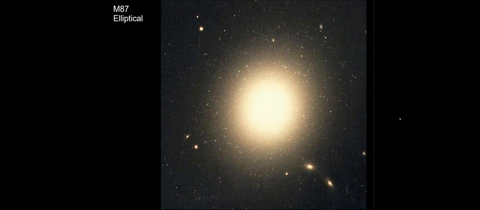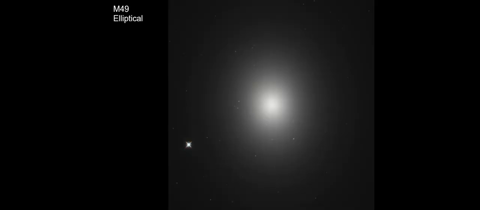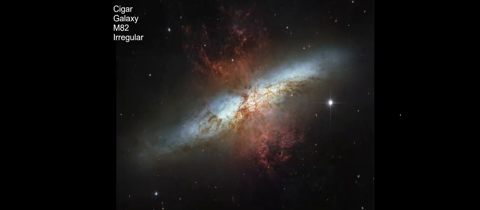M87 is an elliptical galaxy, so you can see there's less, I guess more, I don't know if it's more or less structure. It's more of a circular shape. Looking at this particular picture, it looks like just one point of light, but there's billions of stars in that little point there. M49 is the same way, very circular structure to it. The Sacaro Galaxy is just this weird thing that just has stars doing what they want. M82 is an irregular galaxy.